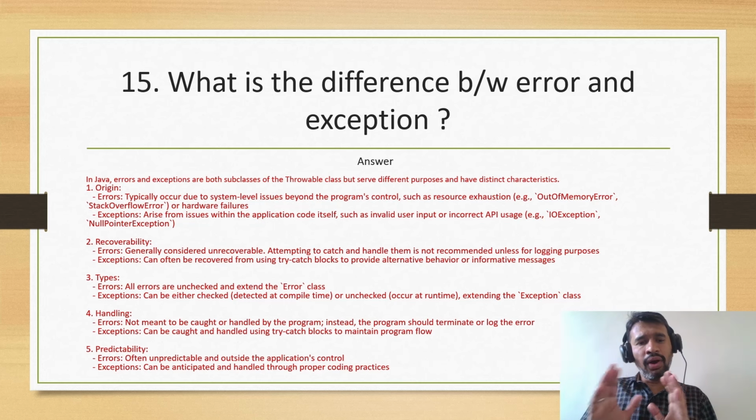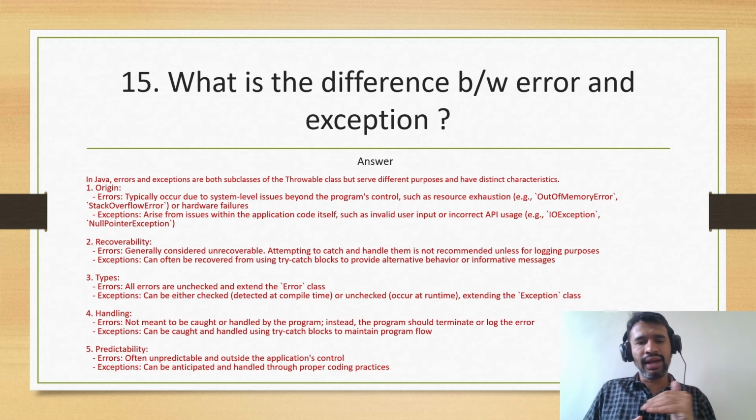All the errors are unchecked and extend the Error class. Unchecked means it's a runtime behavior. Exceptions can be checked, that is at compile time, or unchecked, which occur at runtime. Both extend the Exception class. And the last two points are handling and predictability. As we discussed, we don't need to catch errors, so the program will terminate abnormally. In case of exceptions, yes, they can be caught and handled gracefully.